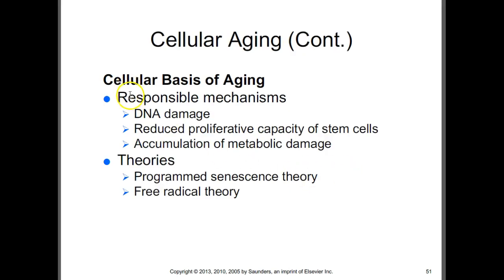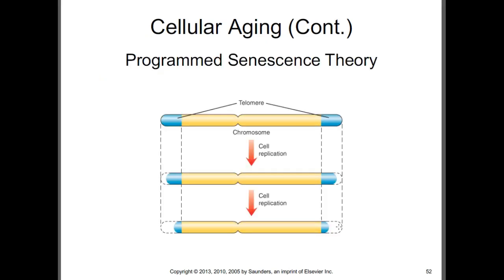Right, so cellular basis of aging, right? Some of the responsible mechanisms might be DNA damage, reduced proliferative capacity of stem cells, and accumulation of metabolic damage, right? And some of the theories include programmed senescence. So basically cells have a limited number of times they can undergo mitosis. And then free radical theory is that free radicals are created through our body, and they damage cells to the point where you have a decrease in cells and a decrease in stem cells, and you are going to slow down the ability to repair because of fewer cells.